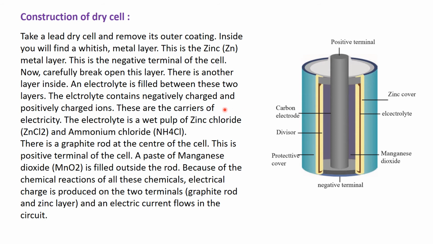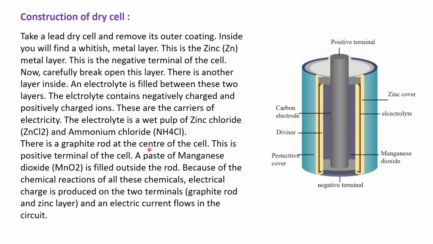The electrolyte contains negatively charged and positively charged ions. These are the carriers of electricity; the ions carry the electricity. The electrolyte is a wet pulp of zinc chloride and ammonium chloride.